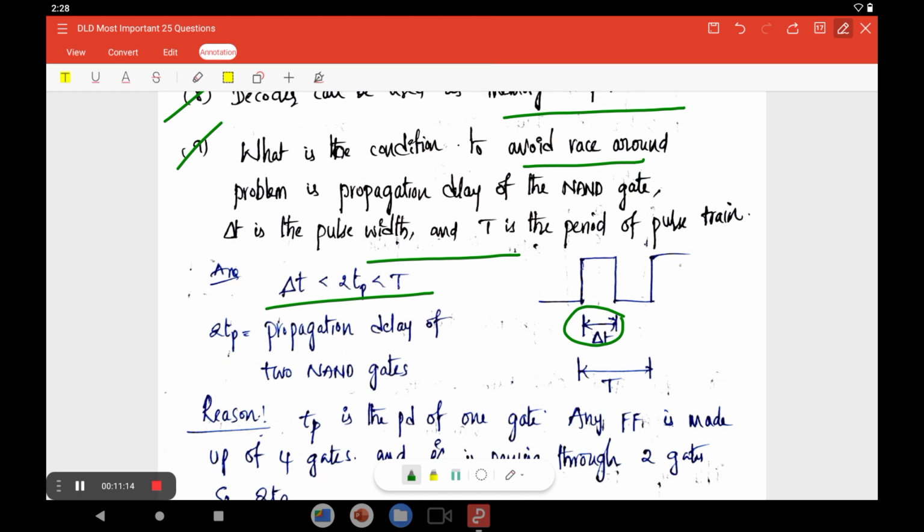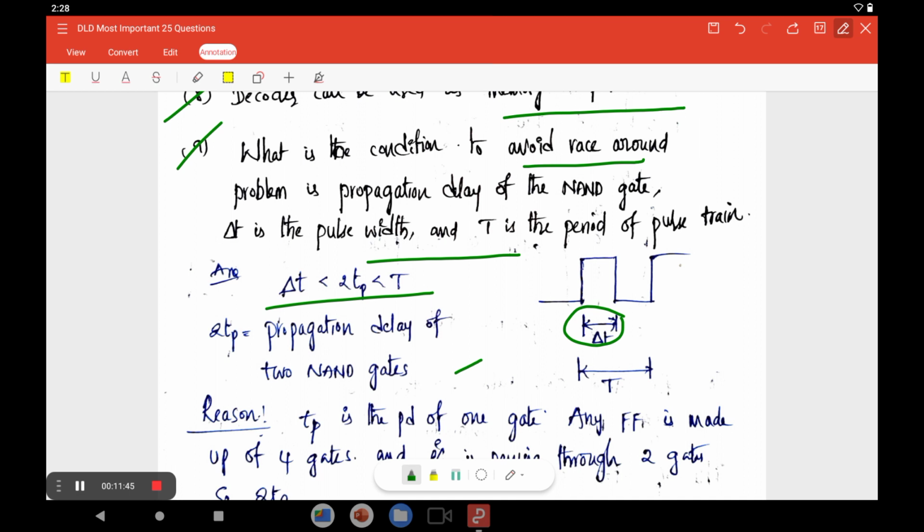Therefore, delta t is less than 2 times tp, which is less than T, where 2tp is nothing but the propagation delay of the two NAND gates. Why? Because the JK flip-flop is also designed with the help of NAND gates or NOR gates. In the NAND gate realization, obviously it takes 4 NAND gates. Therefore, the time taken by the signal to travel from the first gate to the next gate is nothing but 2 times the propagation delay of the NAND gate. So that's why we need to take 2 times tp only.